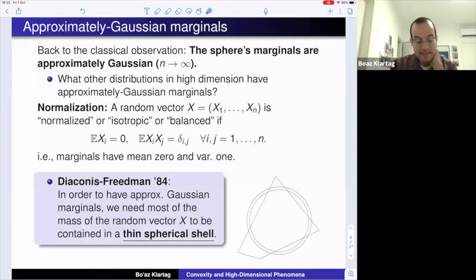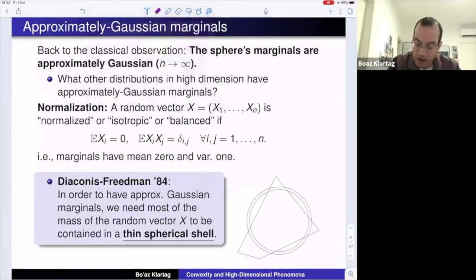Now comes an interesting observation, first explicitly written in Diaconis and Freedman in 1984, which finds some geometric condition that apparently has some relation to this probabilistic property of having approximately Gaussian marginals. So apparently, in order to have, for some distribution, not independent random variables, just some distribution in high dimension which is normalized as above, approximately Gaussian marginals, it seems that you need most of the mass of the random vector X to be contained in a thin spherical shell.